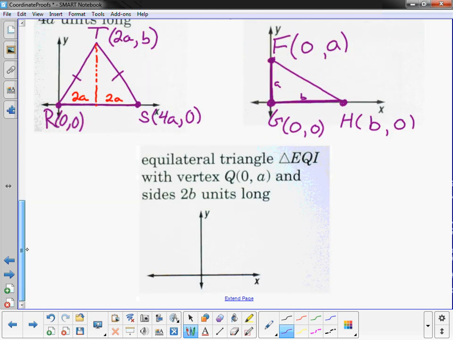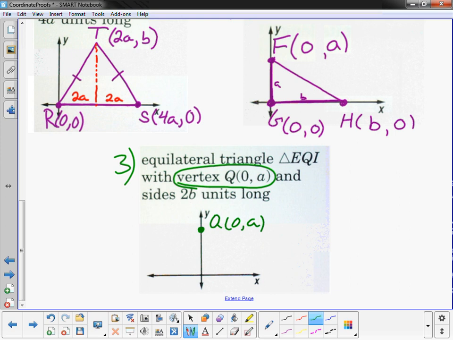It says we have an equilateral triangle EQI with a vertex of Q at (0, A). I'm going to go ahead and put that point in right now. There's Q at (0, A). And its sides are 2B units long. I don't know how long 2B units is, but I know A is up there at (0, A).